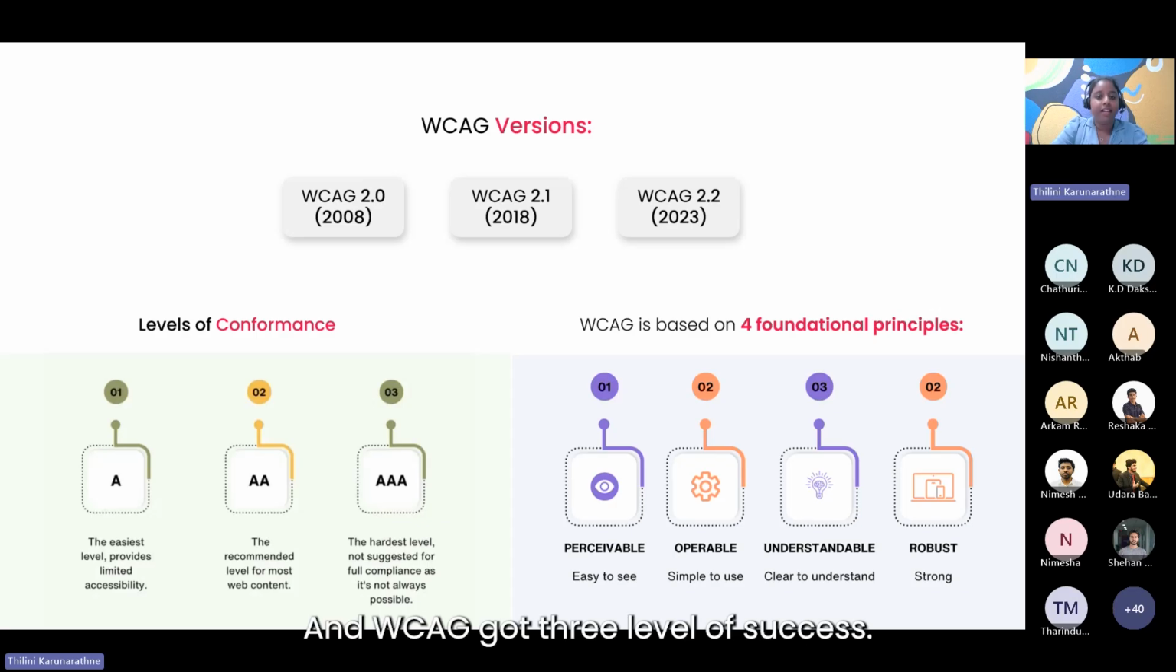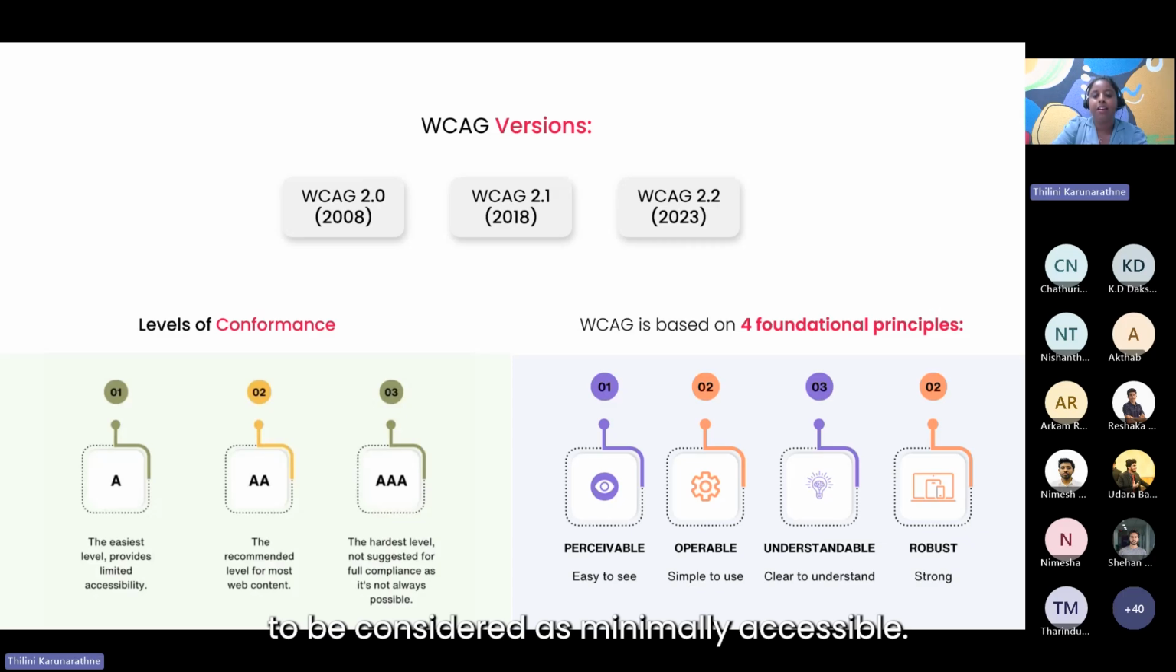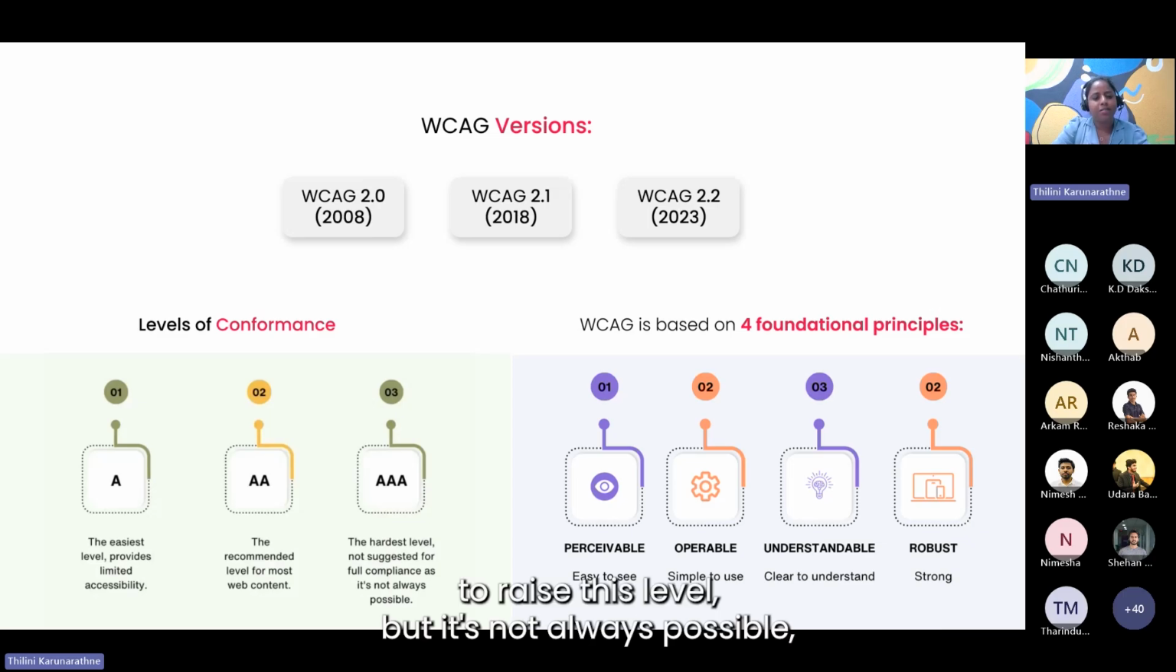And WCAG has three levels of success, kind of like goals. The first one is level A. That's the basic one, which a website must at least meet to be considered minimally accessible. The next level, level double A, is the most common standard. This is what most websites aim for. That includes important fixes that help many users. And then the last one, level AAA, the highest level. It's great to reach this level, but it's not always possible for every website or app.